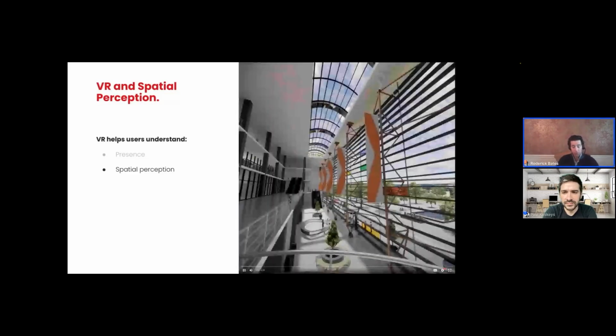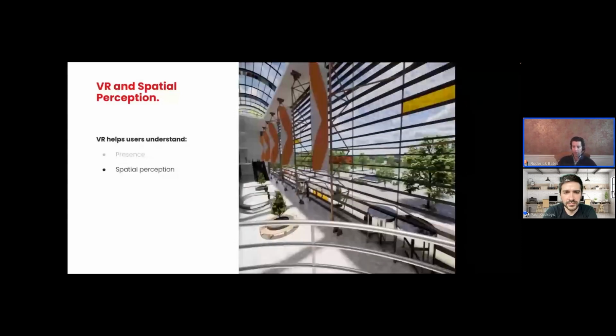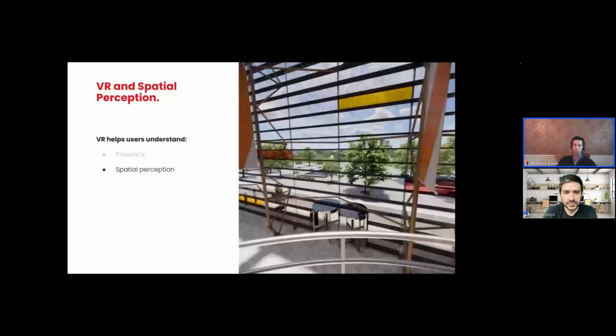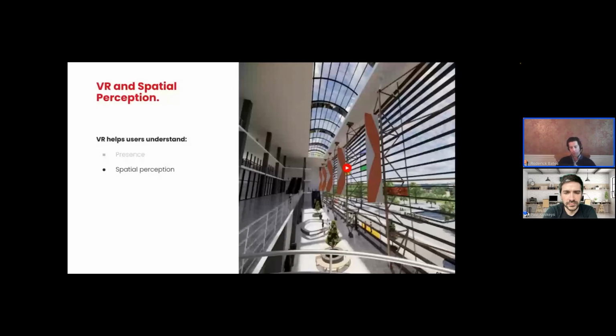And spatial perception is a big part of that. Understanding what it's like to, say, be on a second-story mezzanine, look around and get the sense of what that vaulted ceiling might actually look like. It's very difficult to communicate that through a traditional drawing, and perhaps impossible to. But you can actually do that in VR really easily and very quickly. So that's one of the bigger benefits that we see.